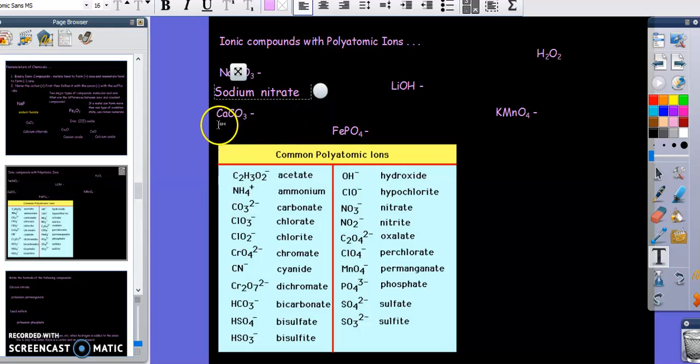Okay, let's try the next one. Name the first element, just like you have been doing. Nothing different there. So calcium, and I believe that it was CO3. So let's go to our list and see, there is carbonate. So this is calcium carbonate. Okay, let's go over here and name this one. Lithium. And then the OH, hydroxide.